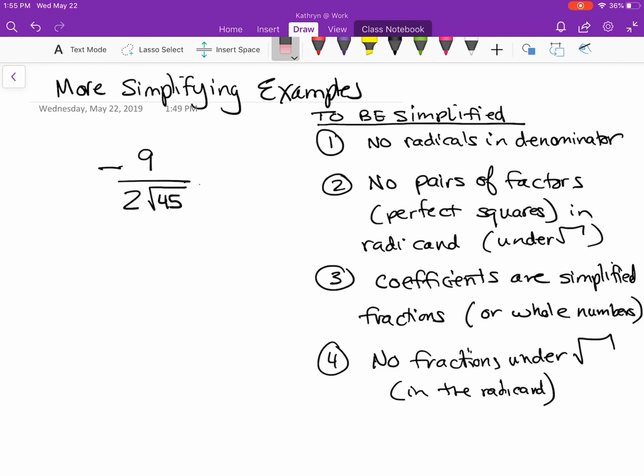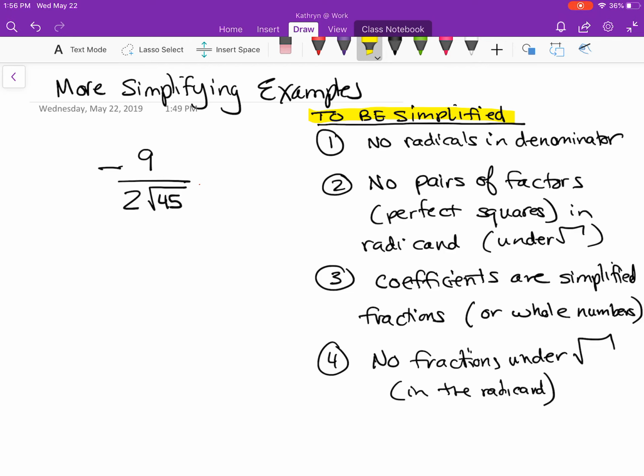Let's look at some more examples of simplifying square roots. I made a list of the criteria that need to be met in order for a radical expression to be completely simplified. You may want to pause this video and write those down, or at the end of the video come back and jot them down on an index card or a sticky note, just so you have them to refer back to.